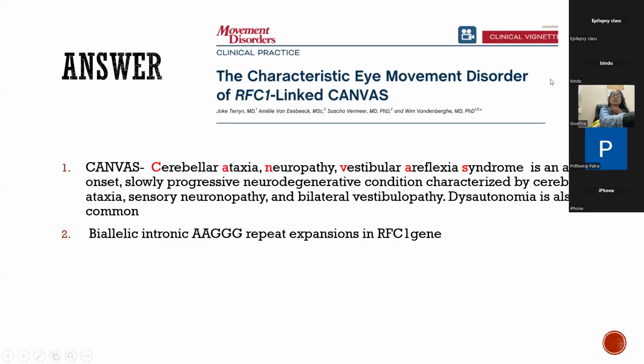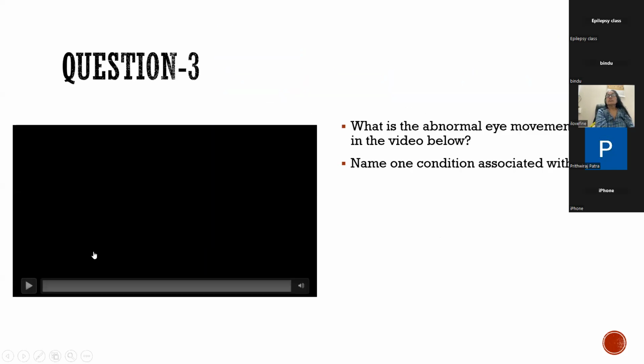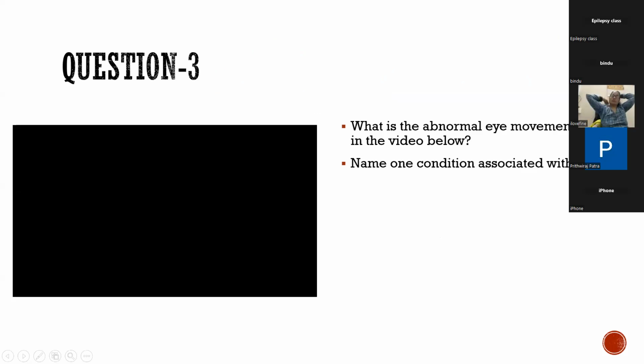So there is cerebellar ataxia here and vestibular areflexia, and neuropathy is not mentioned in the history. So the syndrome with this constellation of features is suggestive of CANVAS syndrome, and the gene associated is the RFC1 gene. Other features are dysautonomia and sensory neuropathy, which are not mentioned in our case. In the constellation of cerebellar ataxia with positive head impulse test and visually enhanced VOR, in the background of ataxia, possibly this.